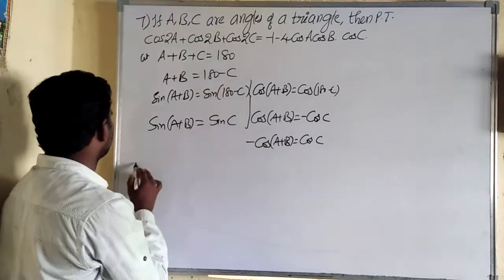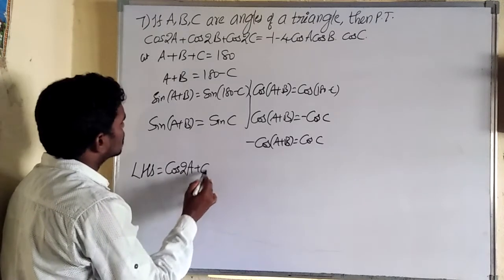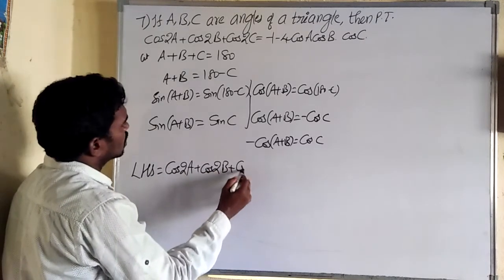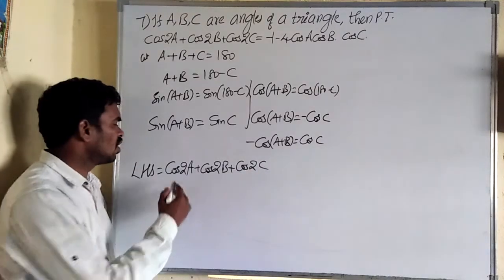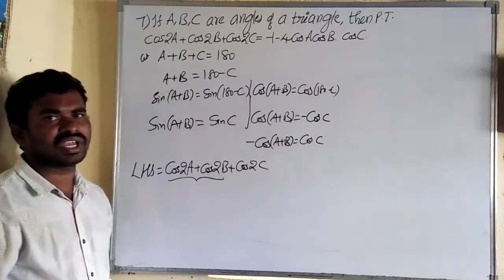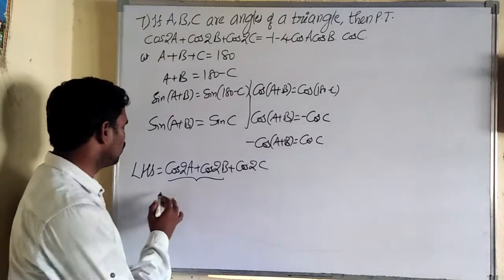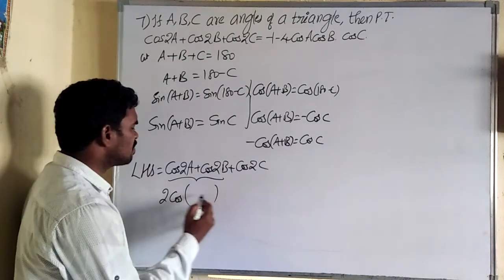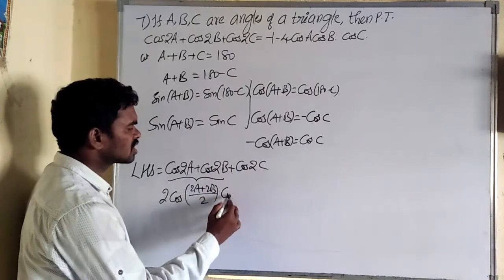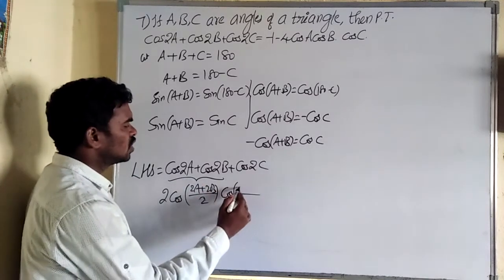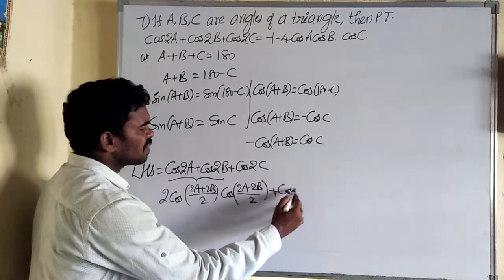Now take the LHS, the left hand side: cos 2A plus cos 2B plus cos 2C. As I told you in the previous part, we should know some formulas. It is of the form cos C plus cos D. Cos C plus cos D is 2 cos of (C plus D) by 2 into cos of (C minus D) by 2. So 2 cos of (2A plus 2B) by 2 into cos of (2A minus 2B) by 2, plus cos 2C. First keep it like this.